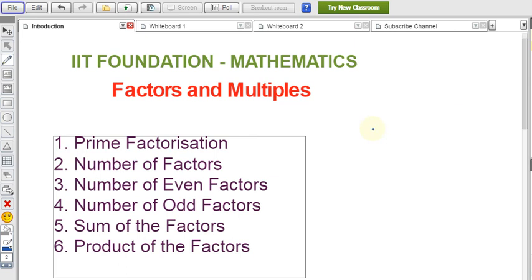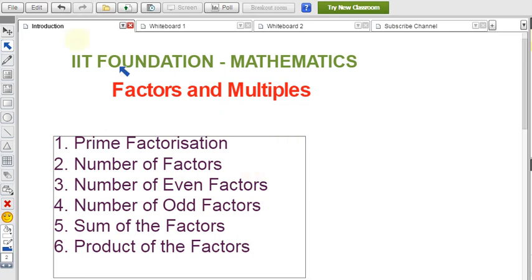In IIT Foundation Maths, I'll discuss in this topic factors and multiples. In this topic, I would like to complete 6 topics: prime factorization method, number of factors, and number of even factors, at the same time number of odd factors, sum of the factors, and product of the factors. These 6 topics without doing the long method, only the shortcut method, how to find the number of factors and all the even, odd, sum as well as the product.